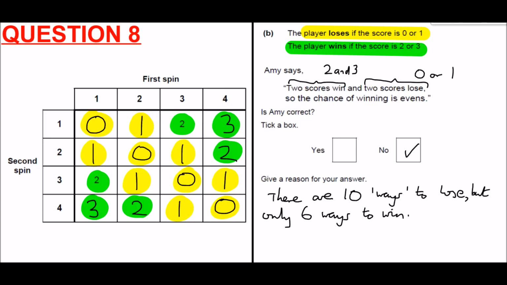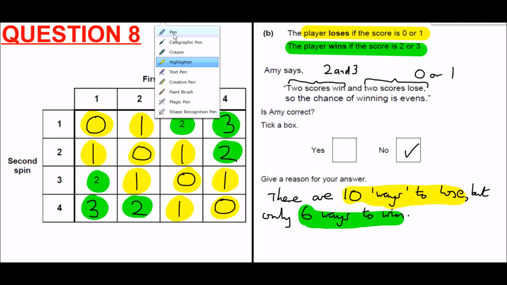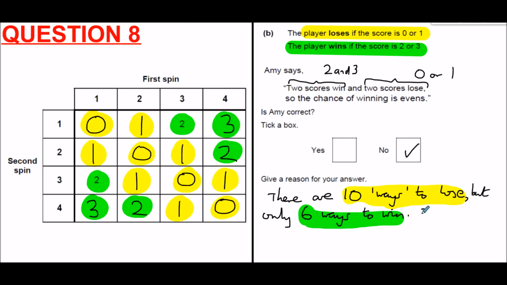The 10 ways to lose, talking about these values here, and the 6 ways to win are these 6 values highlighted in the table. So because of that, losing is actually more likely. So it's not an even chance. We're actually far more likely to lose rather than win.